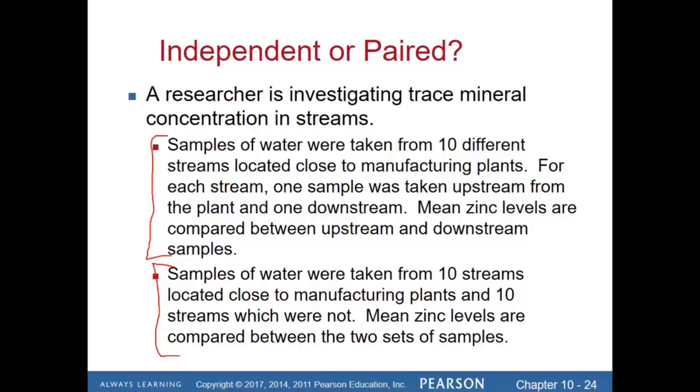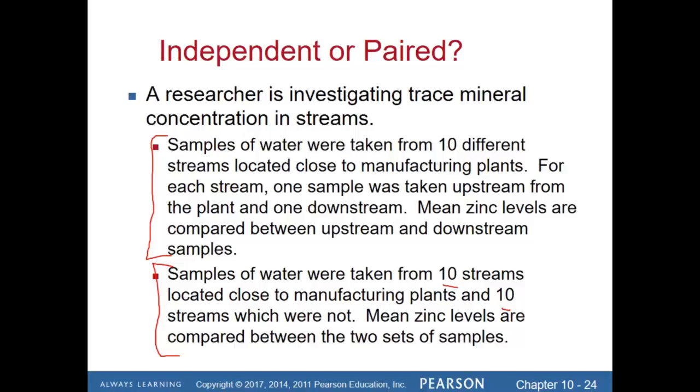If you're doing an independent samples t-test, like the second example that we have here, where we don't have a logical relationship between them, then you may have samples that are the same size, or they might be different. So in this case, I gave you 10 and 10 just to avoid giving it away too easily. But it could have been 10 streams close to plants and 12 streams not close to plants, or some other set of possible numbers.